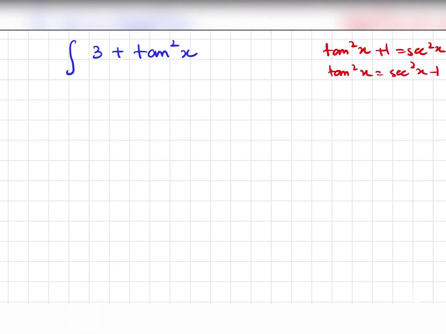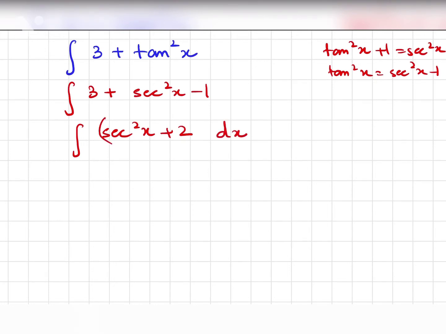The only reason why I am doing this is because I want a sec square x in my question so that I can integrate it. This will become 3 plus sec square x minus 1. I can simplify this. This will become sec square x plus 2. Now I have to integrate this with respect to dx. Let's integrate this. Sec square x will become tan x. 2 will become plus 2x and we have a c. Simple. You see how simple these are.